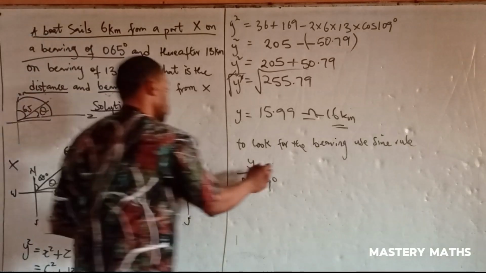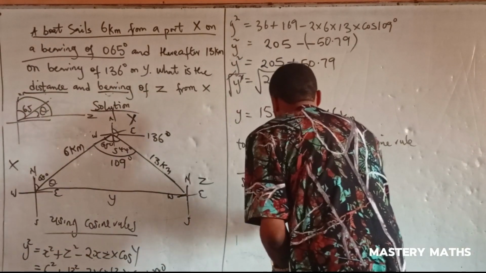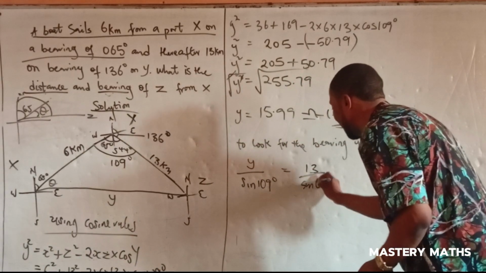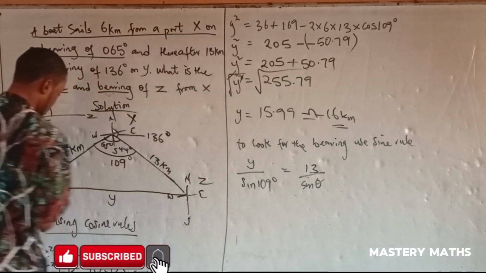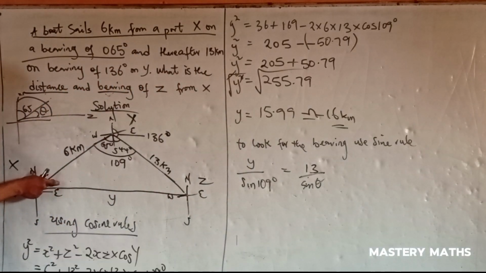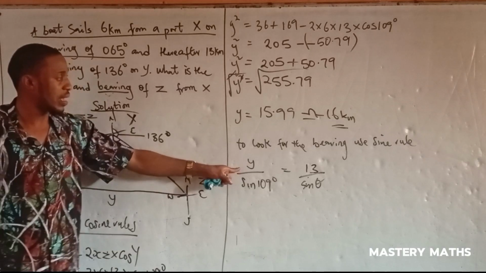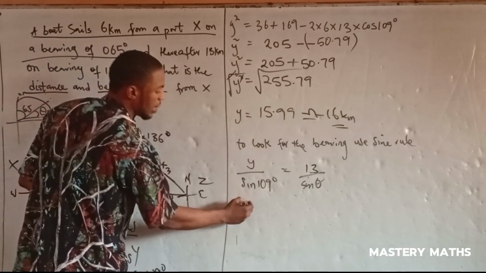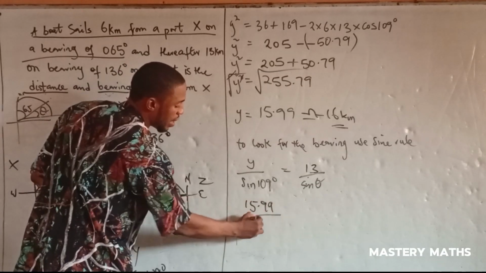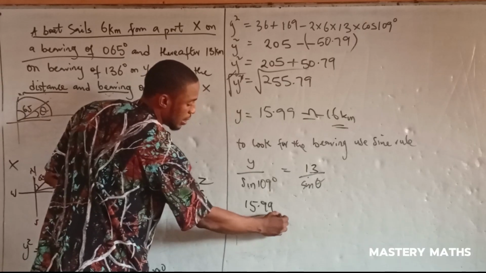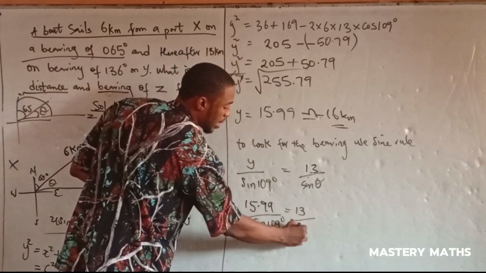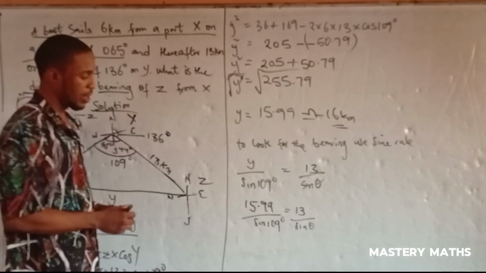So what do we write there? You write 13 over sine theta. Remember, the theta inside is the one we're looking for. 13 over sine this, just the same way you said 9 over sine this. That's the same way you say 13 over sine, the one inside. You see, this will help us. Now, already we've gotten our y. What is the y? Our y is 15.99 over sine 109 degrees equals 13 over sine theta. Now, what's the next thing?